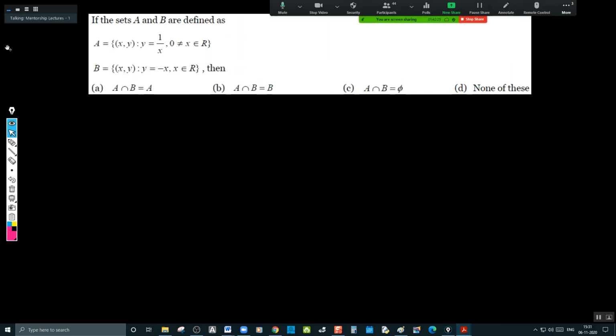If the sets A and B are defined as A is equal to {(x, y) : y = 1 by x, x belongs to R, x is not equal to 0} and B is equal to {(x, y) : y = minus x, x belongs to R}, then A intersection B is equal to? First of all, understand the question.